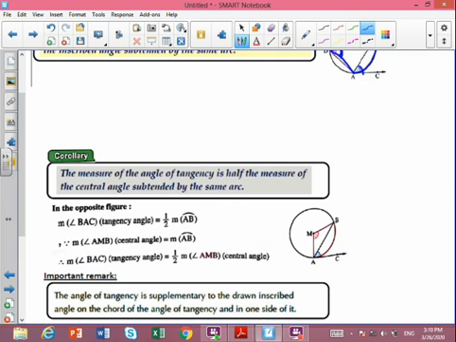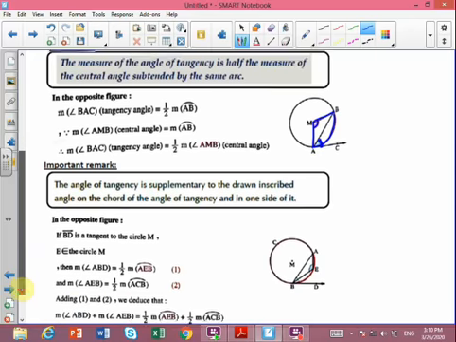So the angle of tangency will be half the central angle subtended by the same arc. If you have angle BAC, the angle of tangency is equal to half arc AB, and at the same time the measure of arc AB is equal to the central angle. So the angle of tangency equals the central angle subtended by the same arc.